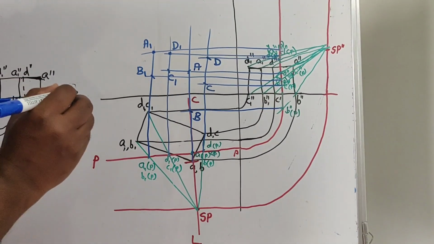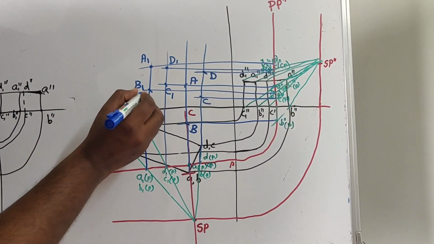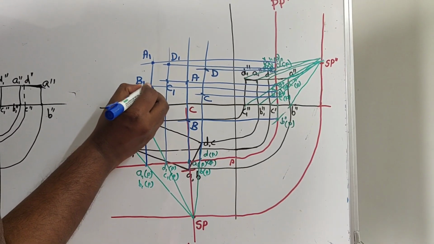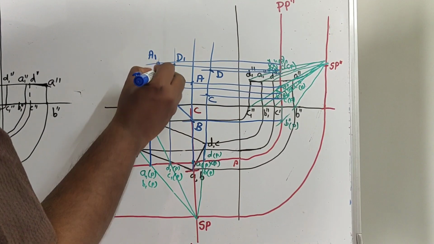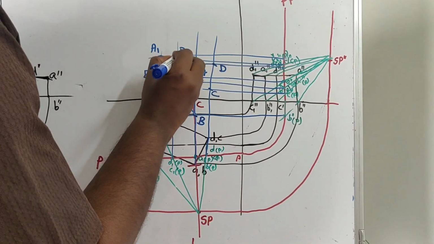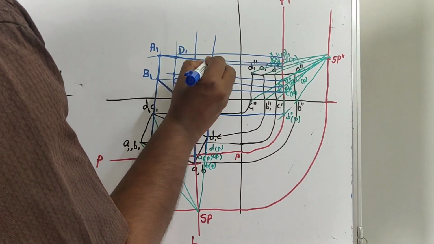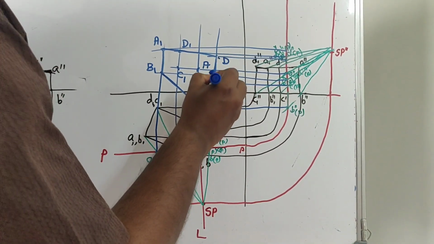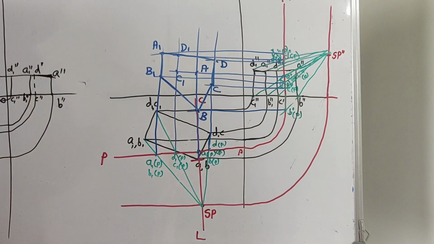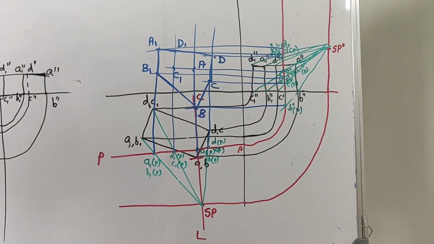How to join all these things? All the outer edges should be connected initially. So B1B, A1B, A1D1, D1D, DC, CB. These are the outer edges. Now we will check the visibility.